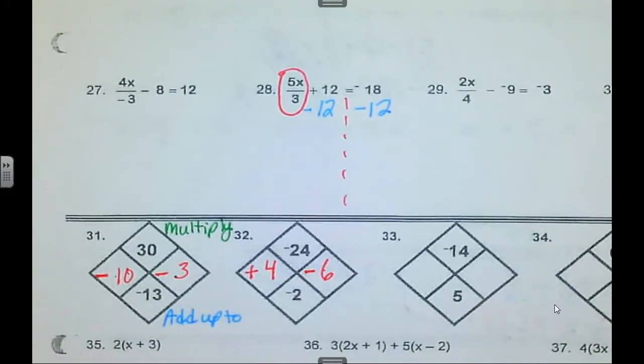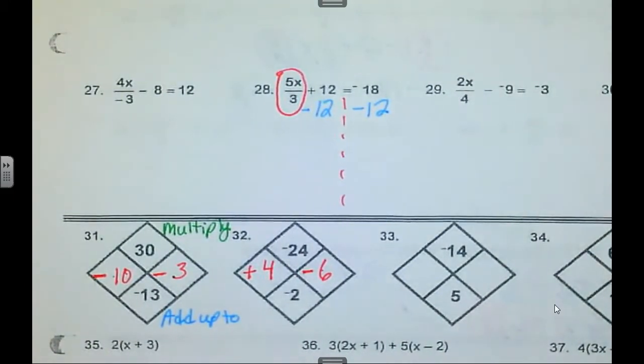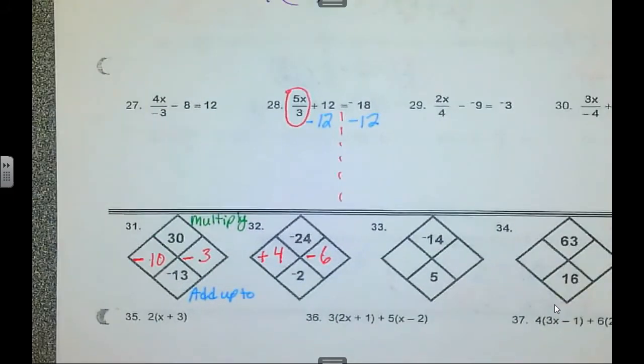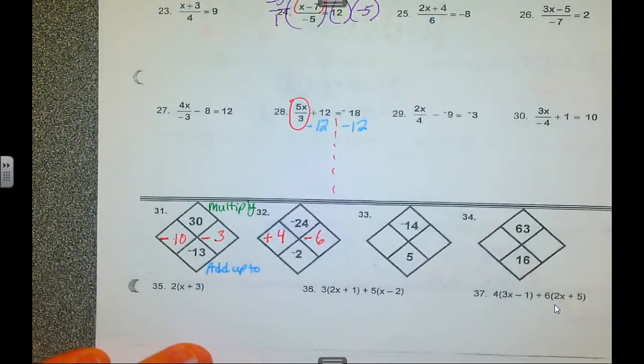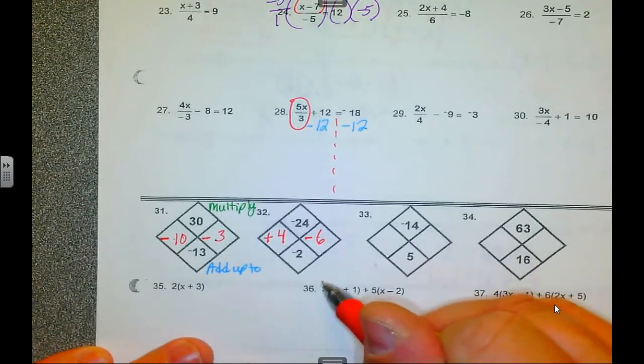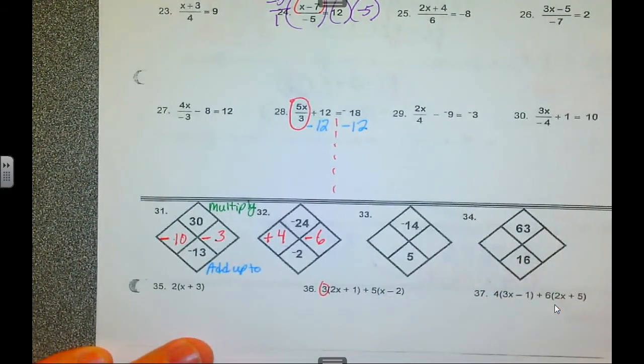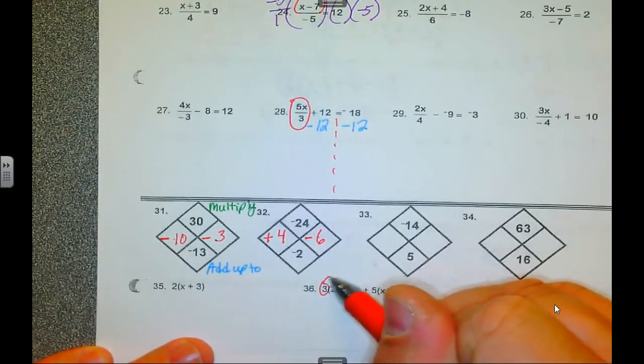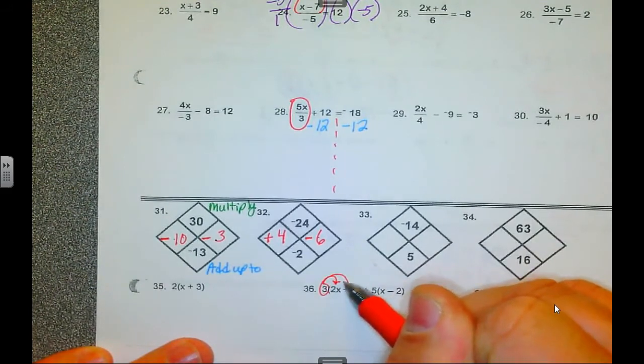And 35 through 37 is just using the distributive property. Again, some more practice for you guys for factoring. Remember, are there any negatives here? No. Distribute over the parentheses.